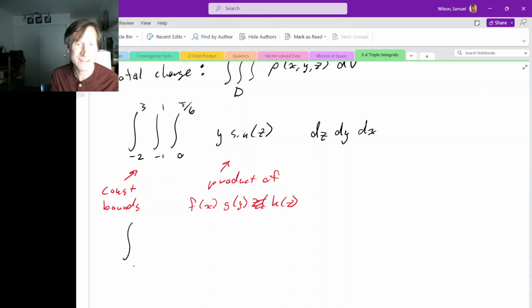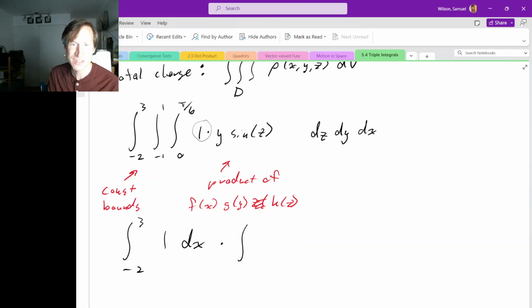So we can write this as the integral from -2 to 3 dx. And the x function in this product is, right, if there isn't one, that means there's a hidden times 1. And so the x function is just 1. So that's our x integral times the integral from -1 to 1 of y dy, and then the integral from 0 to pi over 6 of sine z dz.